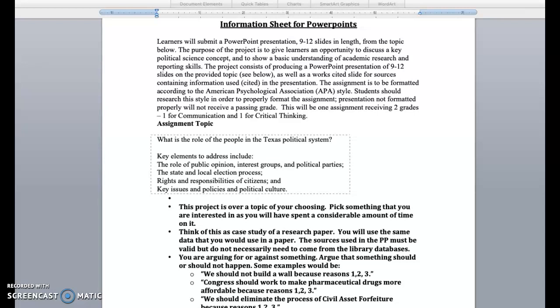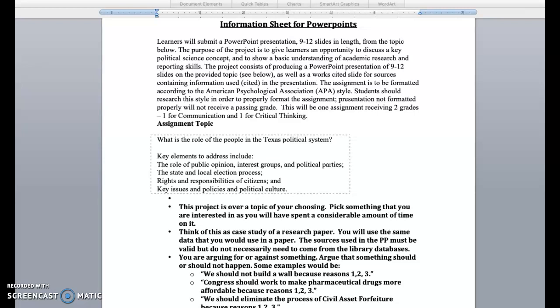But I want you to think about this PowerPoint as not a traditional PowerPoint that you would see in a lecture where all you see is bullet points. What you're going to see is basically a research paper that's put into a PowerPoint. So you can use bullet points, but they will be data points and an explanation.